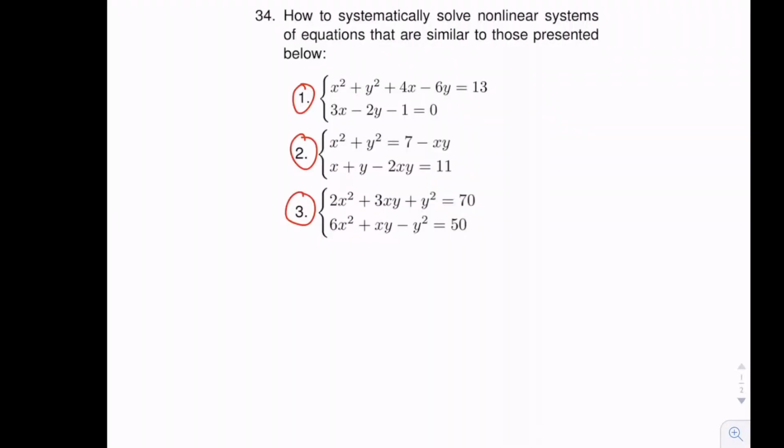For example, in the first system of equations, the first equation has both first order and second order terms, but the second equation is only first order. So for equations like this, where one of the equations in the system is first order, what we can do is find one of the variables in terms of the other variable from the first order equation and then replace it in the other equation and hope that we can solve the resulting second, third, or fourth order equation that comes out. In this example, it's just second order, so it should be straightforward.